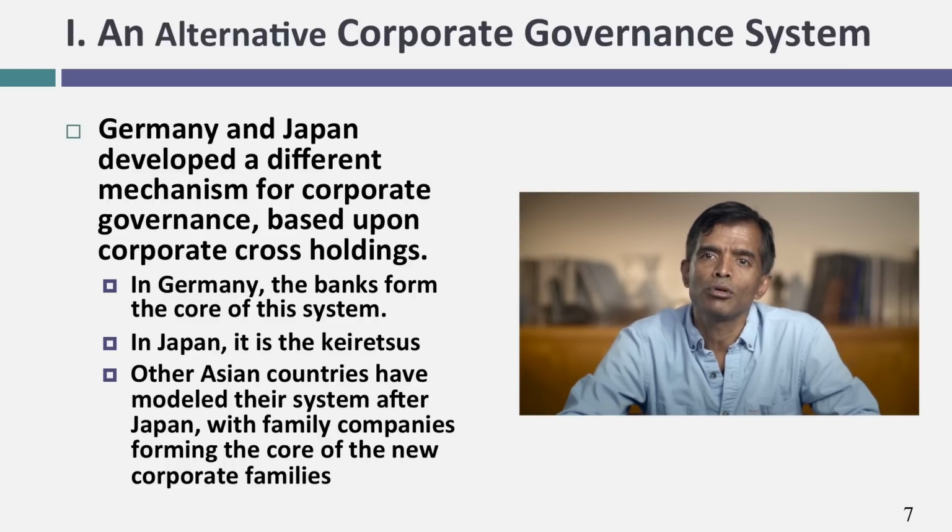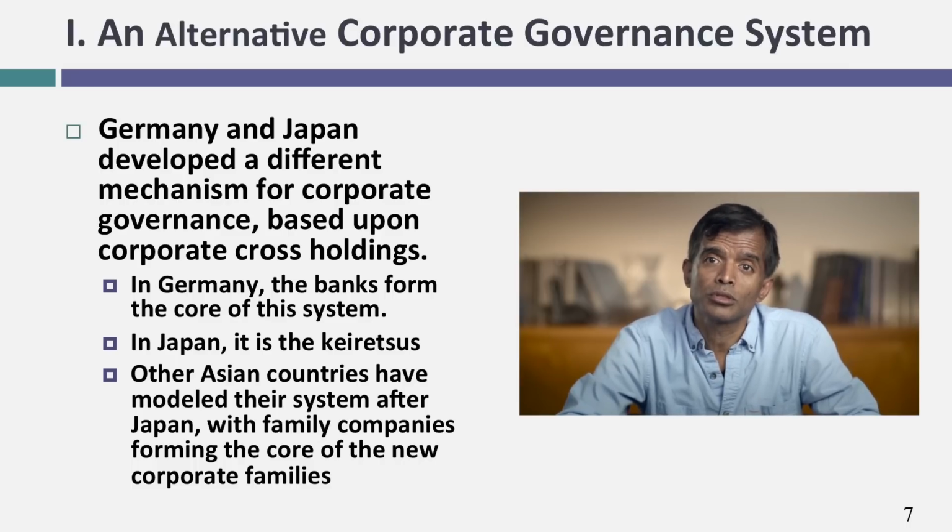Keiretsus are companies that hold shares in each other. And here's how it's supposed to work. You have 50 companies that are bound together by cross-holdings. If one of the companies is badly managed and badly run, the rest of the managers get together and replace the manager of the badly managed company. In other words, stockholders have no role to play.